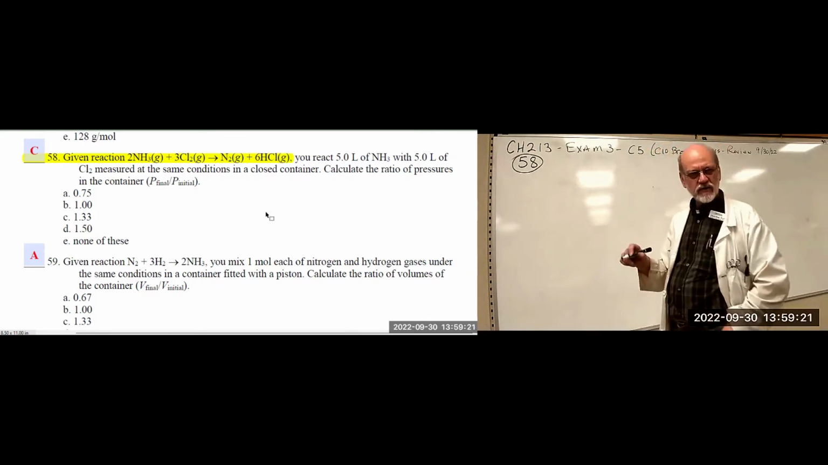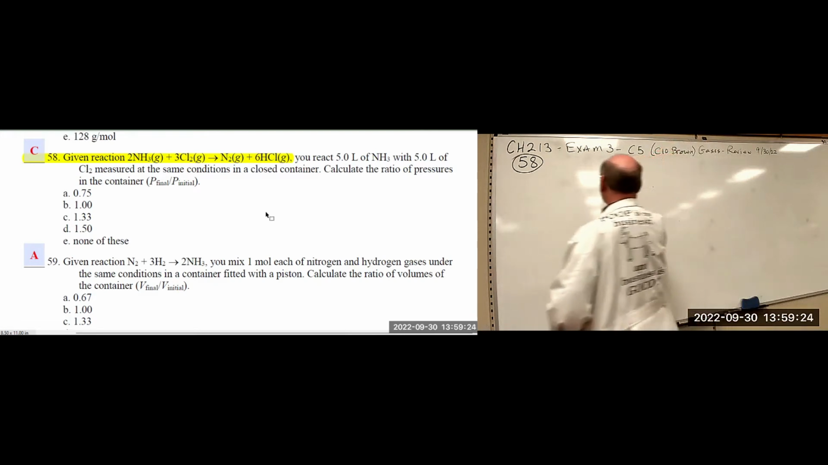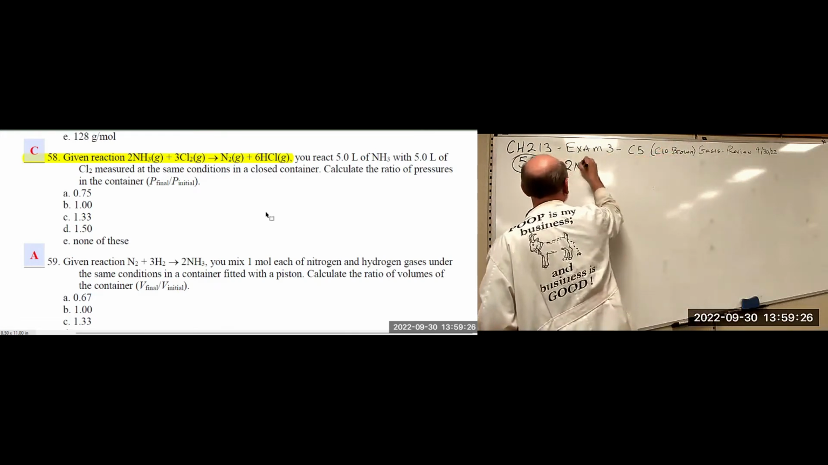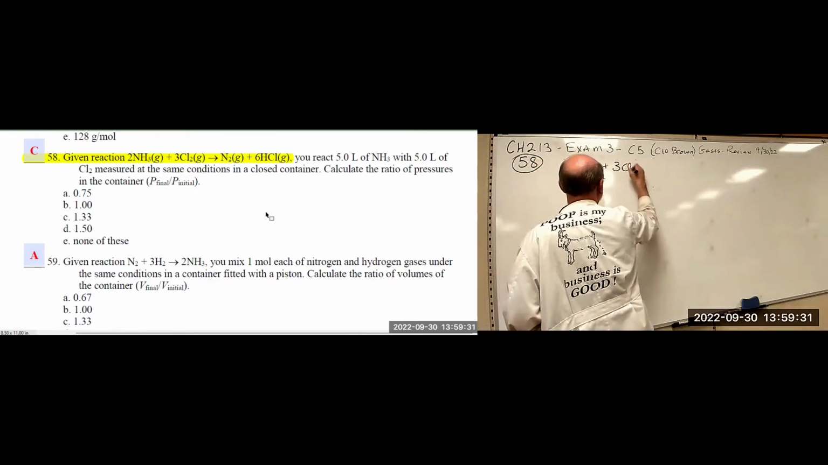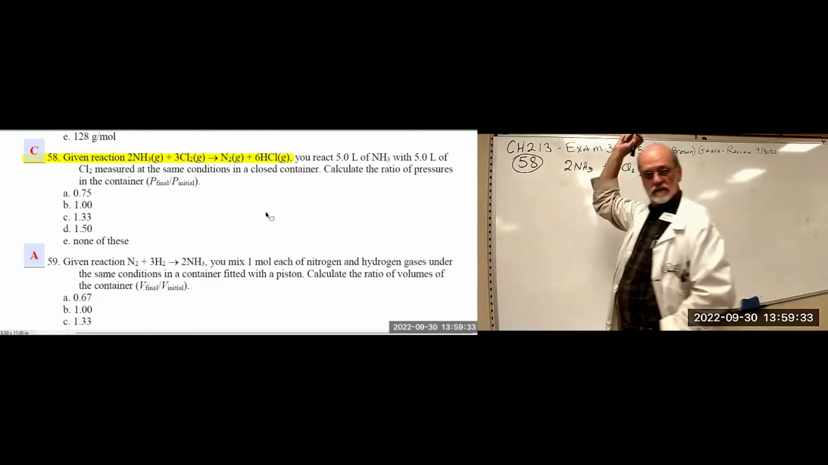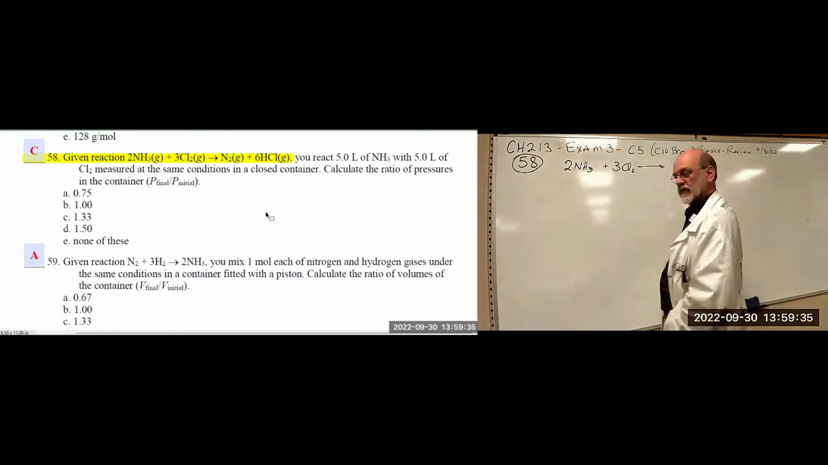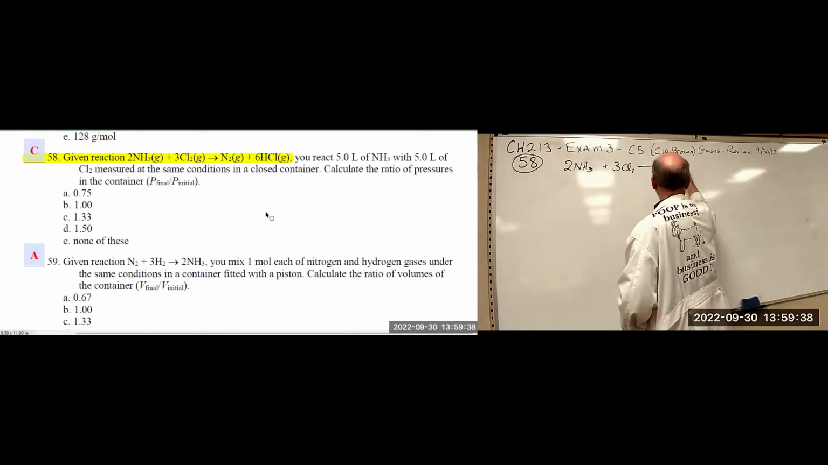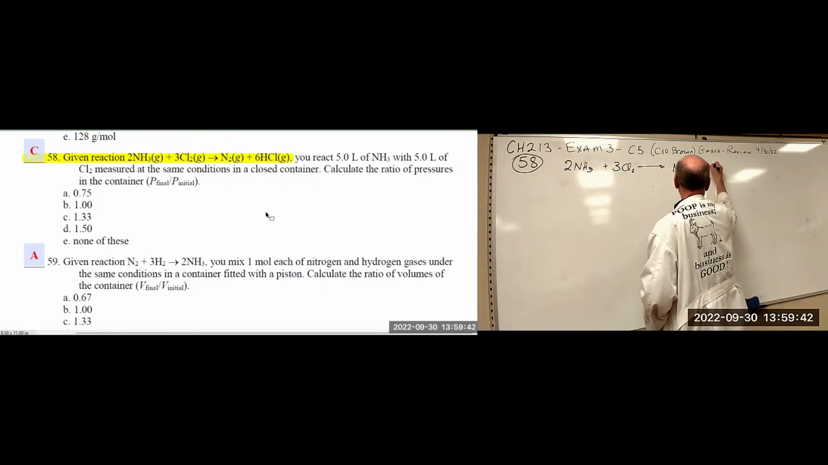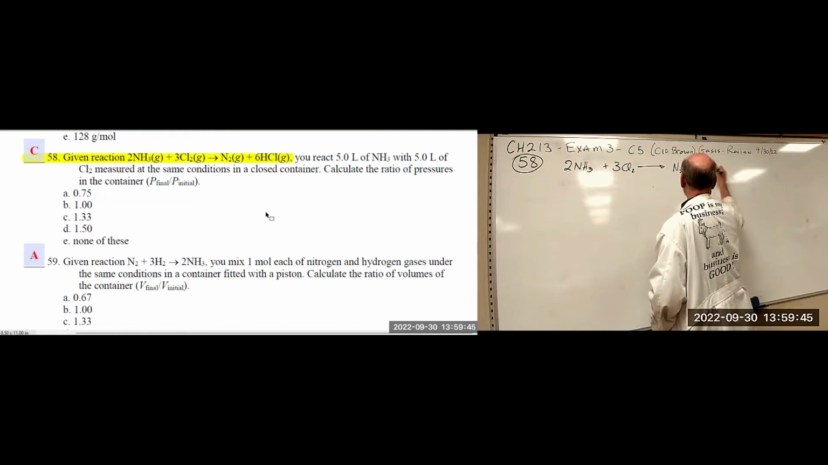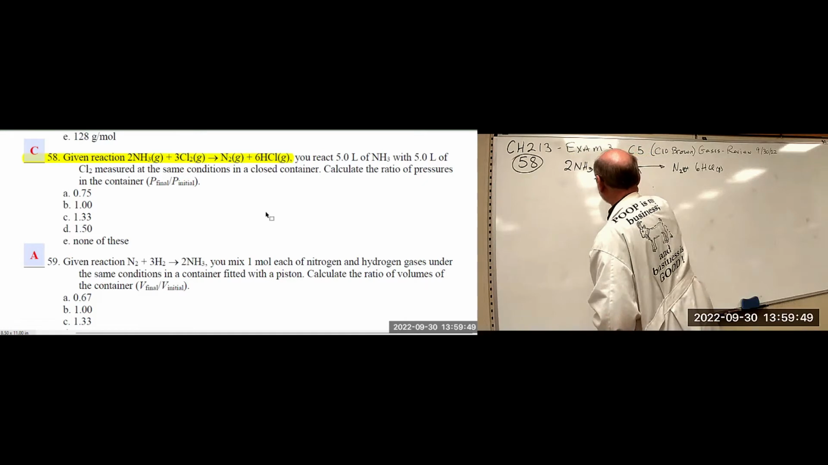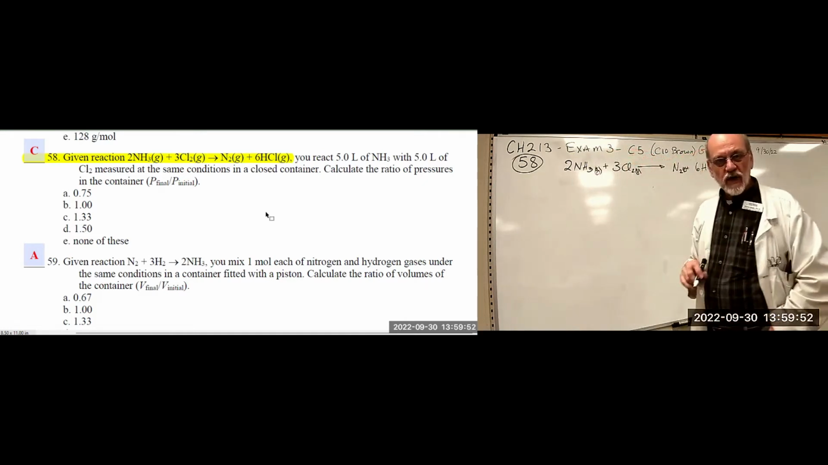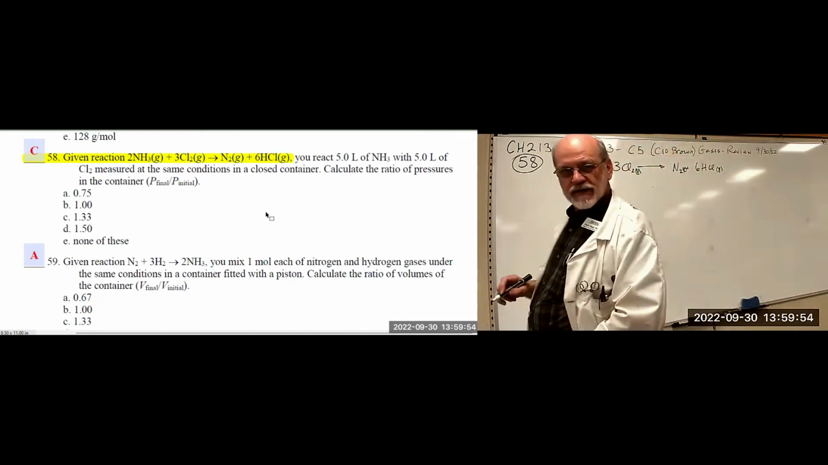So we have this reaction, ammonia plus 3 chlorine yields nitrogen plus 6 HCl. And these are all gases. Okay. We're also given 5 liters of ammonia and 5 liters of chlorine.